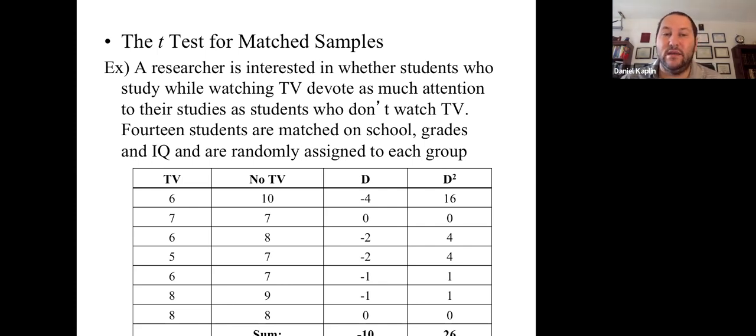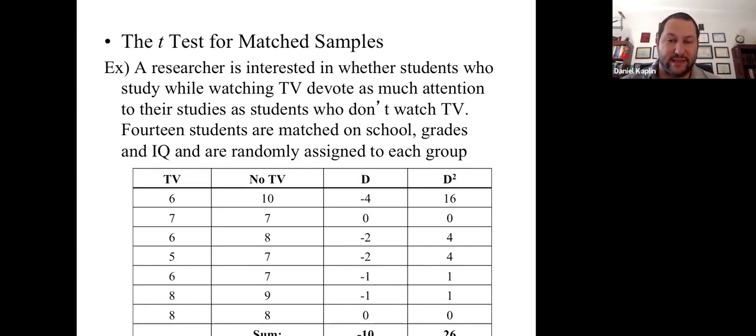So they say, and this is a matched samples t-test, the formula would be the same for repeated measures or whatnot, but 14 students are matched on school, grades, and IQ, and they were randomly assigned to each group. That's either a TV condition or a no TV condition, right? And then we were comparing whether these pairs differed significantly from one another.